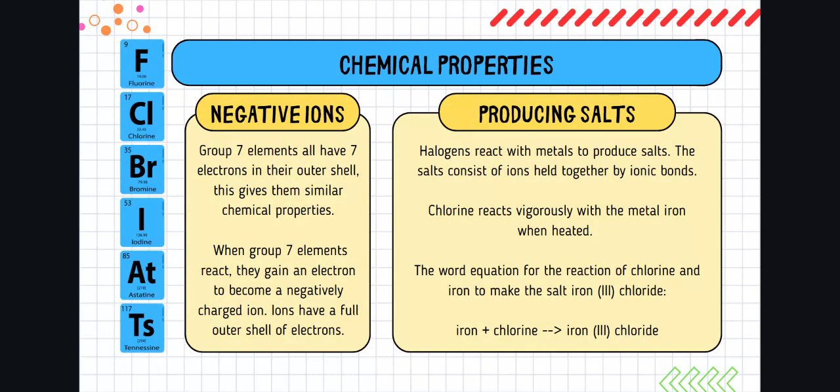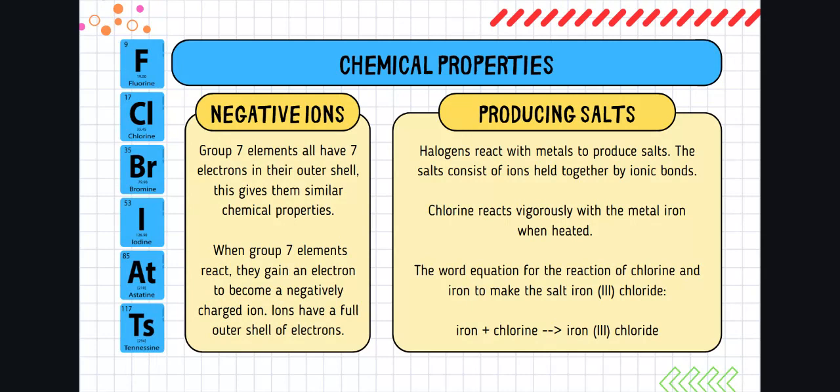Just like they have 2 physical properties, group 7 halogens have 2 chemical properties: negative ions and producing salts. Producing salts is caused by negative ions, so let's understand negative ions first.